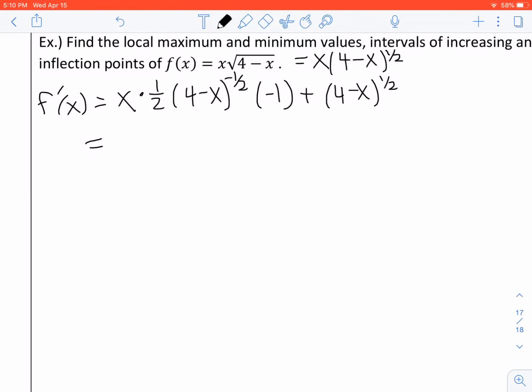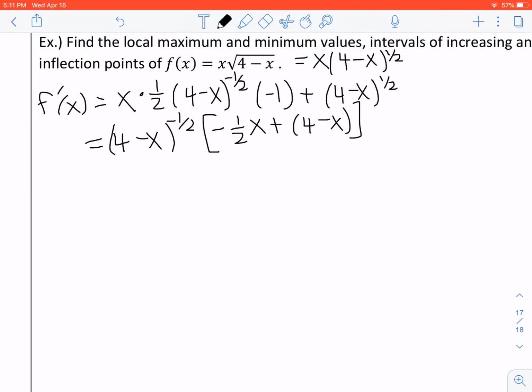I am able to factor out (4 minus x), and my exponent that is the smallest is a negative 1/2. So when I do that, I'll be left over with negative 1/2 x plus 4 minus x to the first power. And so you can check this by distributing through, and you can see if you arrive at the same thing.